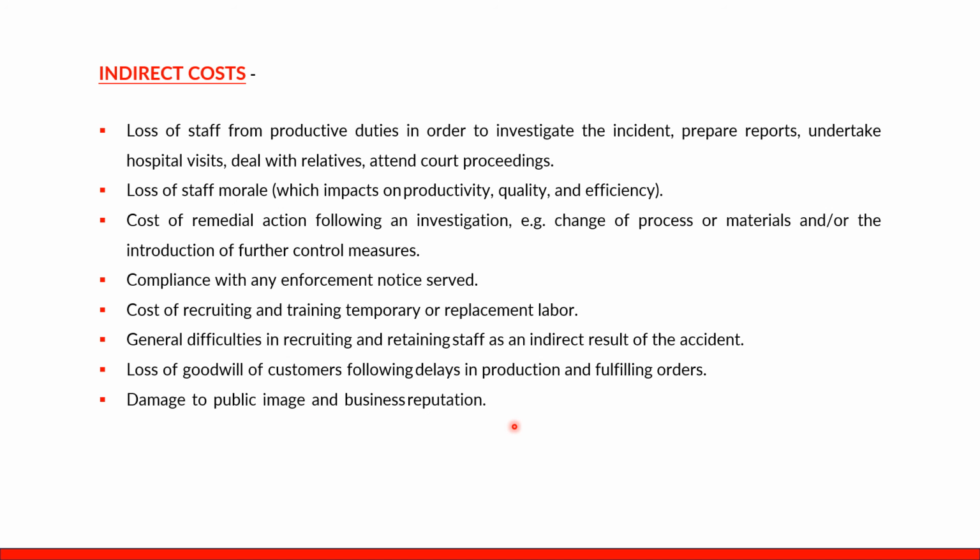If an accident happens on a company's premises, the accident also defames or puts down the image of that company. And this is an unmeasurable cost, if a company loses its esteem and its image, its respect among society. So that's why all these points are in the indirect cost.